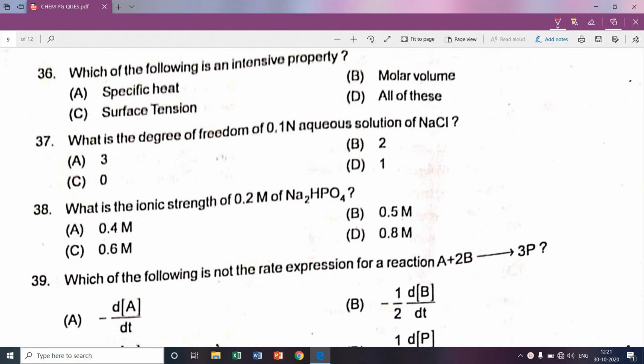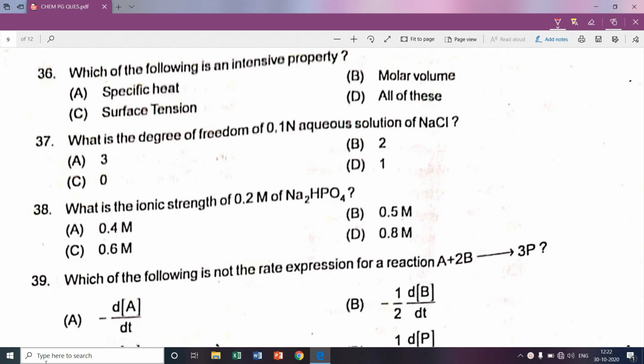I am Vinayak Panda, going to solve CPET Chemistry question paper 2020 from question number 36 to 70. I hope you all liked the part 1 video. Those who have not visited, go through the link which is provided in the description box below. Let's start. Question number 36.